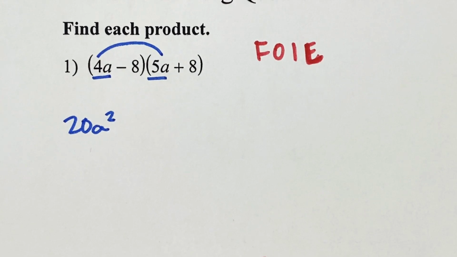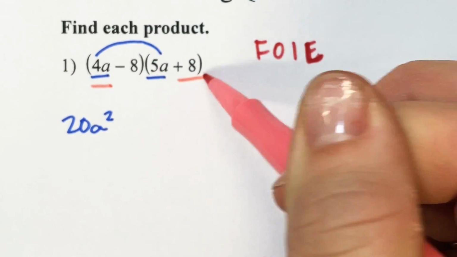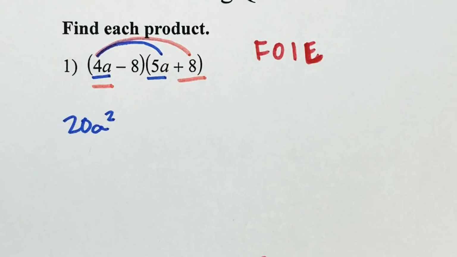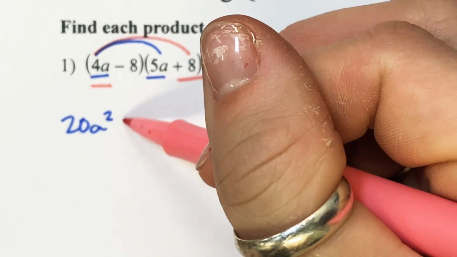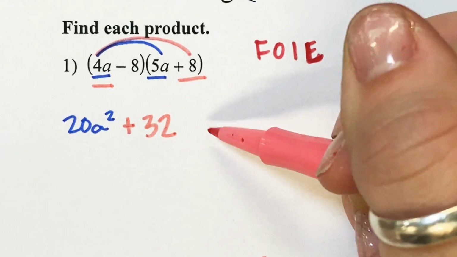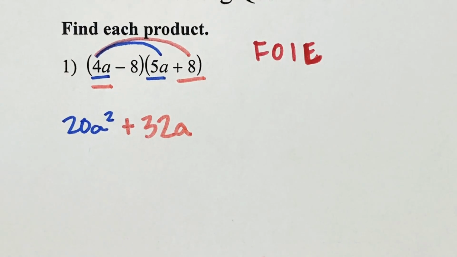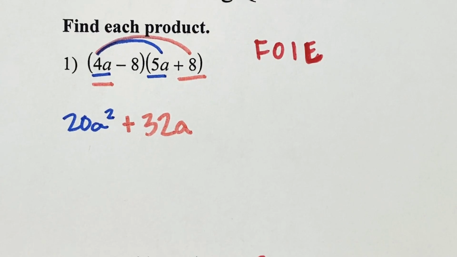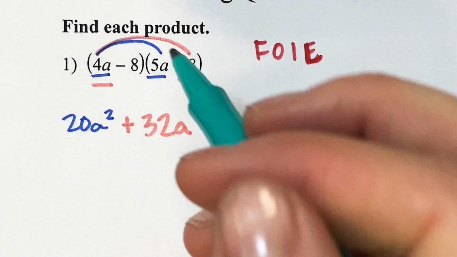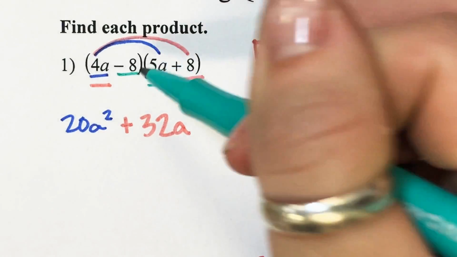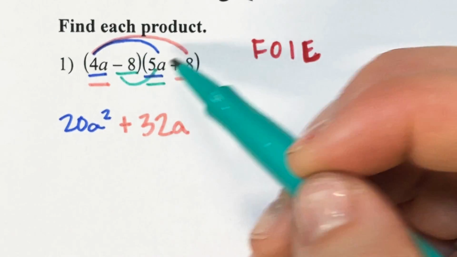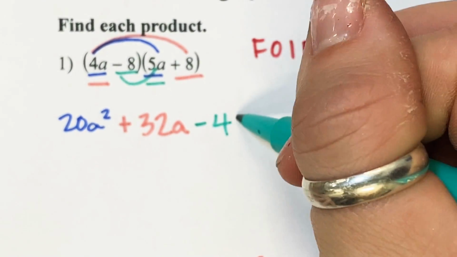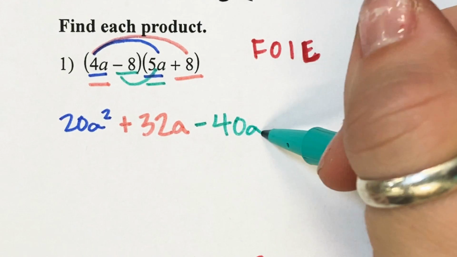What does the O in FOIL stand for? Outside, so my outside terms, 4a times 8. What is 4 times positive 8? It's going to give me positive 32 with 1a. What does the I in FOIL stand for? Inside. So I'm going to take negative 8 times positive 5a. Negative 8 times positive 5 gives me a negative 40 with 1a attached.